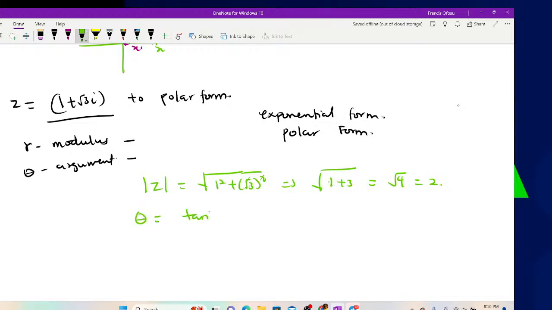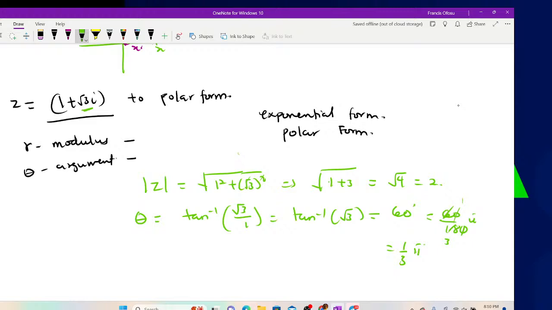It's simply tan inverse of my coefficient of i, root 3, all over 1. So tan inverse of square root of 3 will give me what? You simply punch it into your calculator. So that's going to give us 60 degrees, which in pi radians is 60 over 180 pi, which simplifies to 1 over 3 pi. That is for our r and our theta.